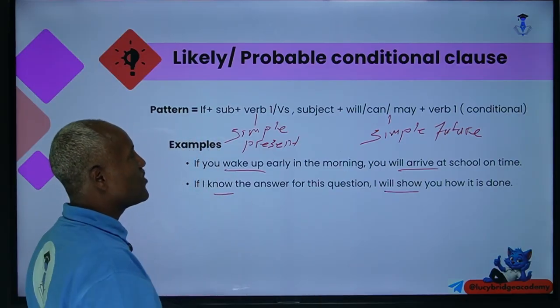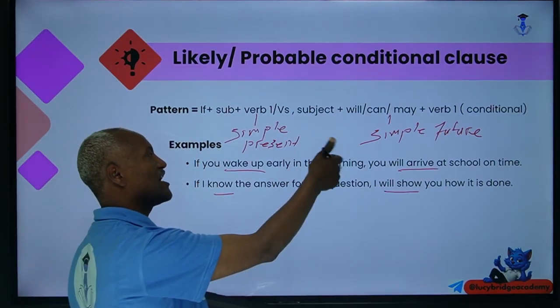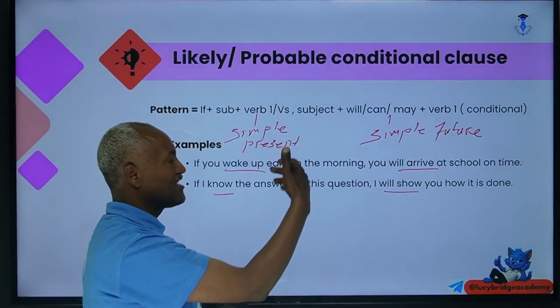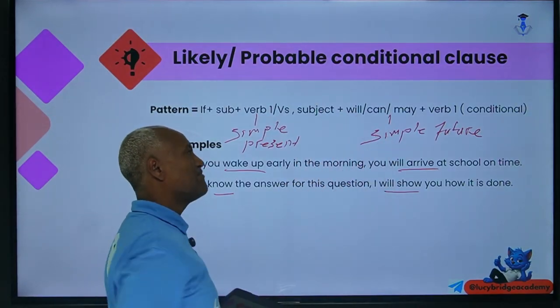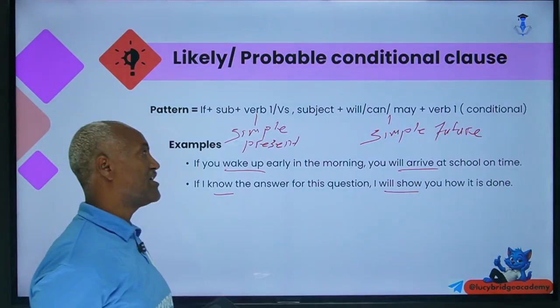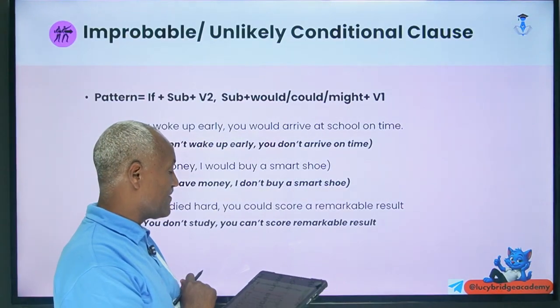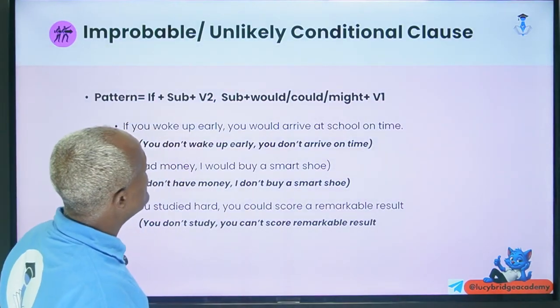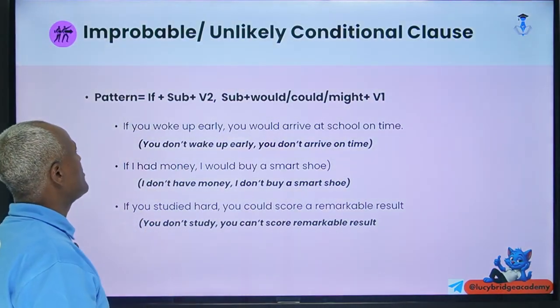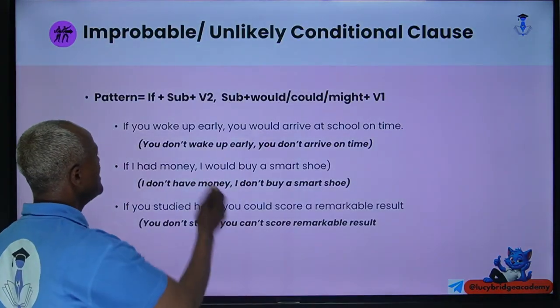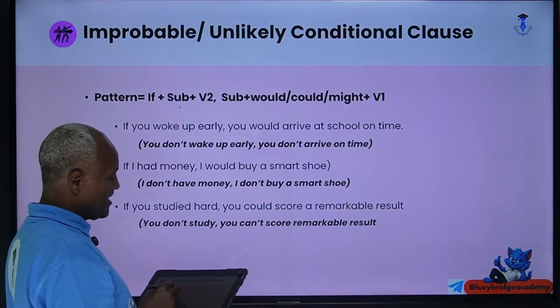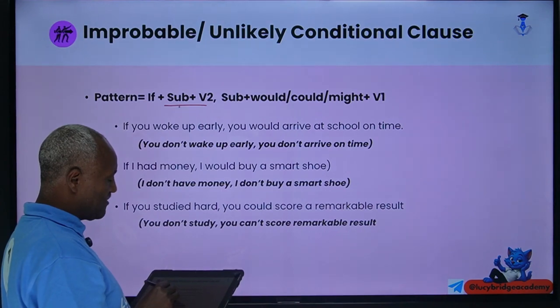And then instead of will, sometimes there is a possibility that we can use can and may. But after a modal auxiliary verb, whatever it is, don't forget that the verb that comes must be verb 1. So the next one is the improbable, or else unlikely, conditional clause. Here again, it has its own pattern. That means subject plus verb 2. This one is simple past.